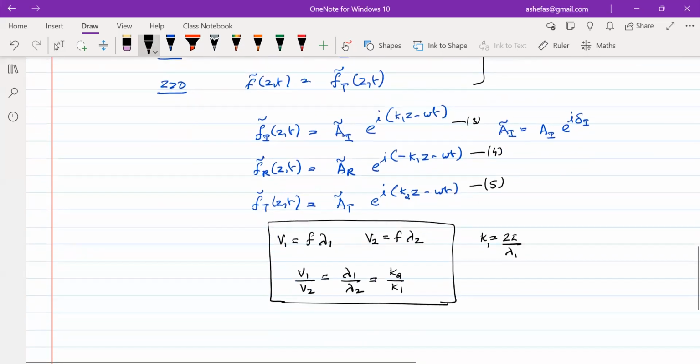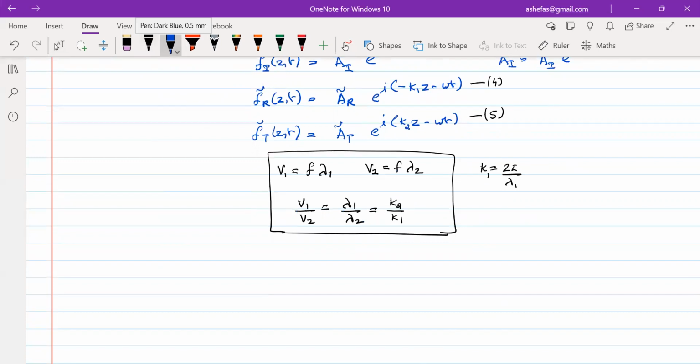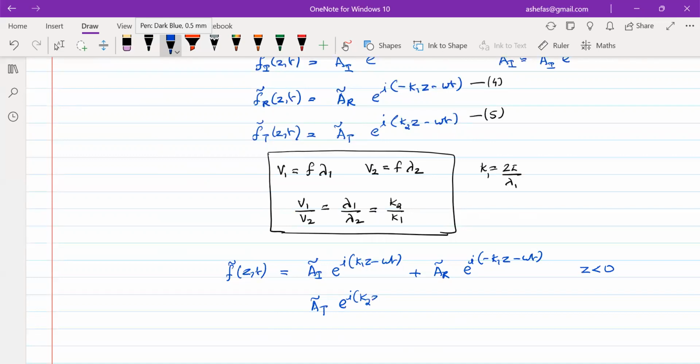So we can write the expression for the complex wave function f tilde of z, t in this way: it is equal to A_I tilde e raised to i(k1 z minus omega t) plus A_R tilde e raised to i(minus k1 z minus omega t), for z less than 0, and it is equal to A_T tilde e raised to i(k2 z minus omega t) for z greater than 0. So this would be the wave function.